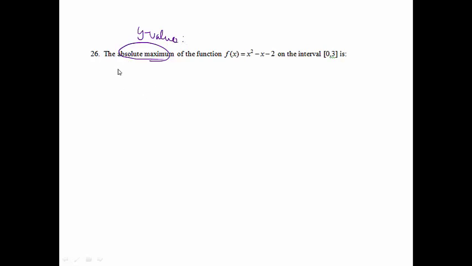The first thing that we want to do is find the critical number, so I'm going to take the derivative, which will be 2x minus 1. I'm going to set the derivative equal to 0 to get some critical numbers. And notice when we do that, we'll get x equals 1/2.